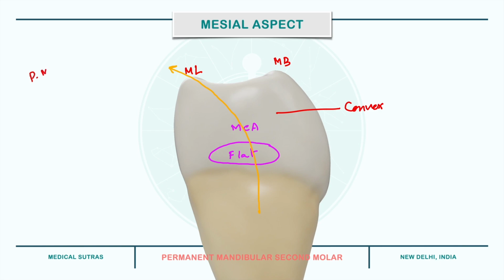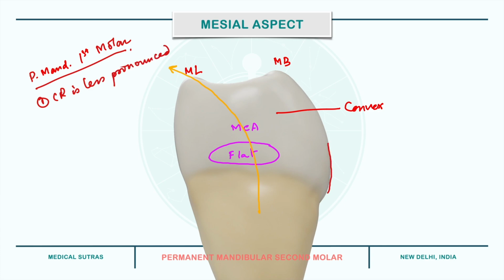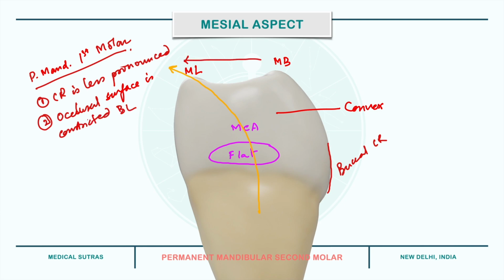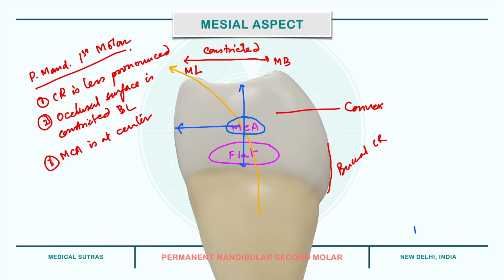Compared to permanent mandibular first molar, the cervical ridge is less pronounced, that is, the buccal cervical ridge is less pronounced. Second, the occlusal surface is constricted in the buccolingual direction, and the mesial contact area is at the center of the mesial surface. That is, the mesial contact area is at the center both cervico-occlusally and buccolingually.